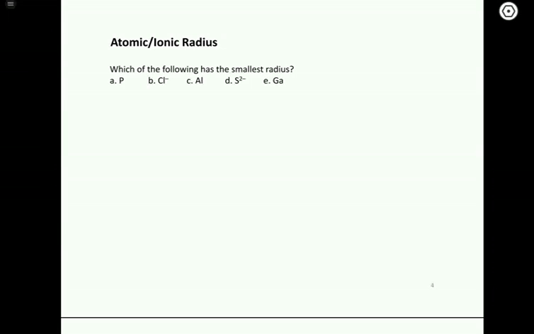So when you're doing a problem like this, the first thing you want to do is look at which row of the periodic table it is. That's largely going to determine the radius. So phosphorus is a third row element. It's in the n equals 3 part of the periodic table. Cl minus is also third row. It has a filled third shell now. We've completely filled that, made it s2p6, but it's still in the third shell.